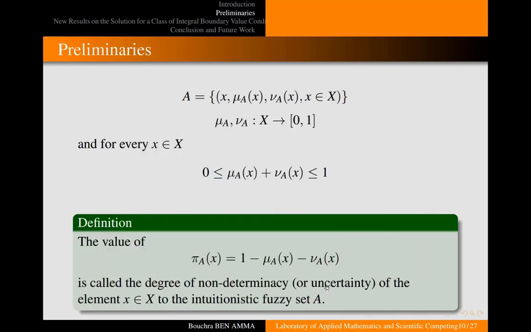For the preliminaries, I will be mainly talking about the tools I used in my research. This is a definition of an intuitionistic fuzzy set defined by these two functions, which are called the degree of membership and the degree of non-membership respectively. The sum of the two degrees is always between 0 and 1. And here is a definition of the degree of non-uncertainty: 1 minus the degree of membership minus the degree of non-membership.